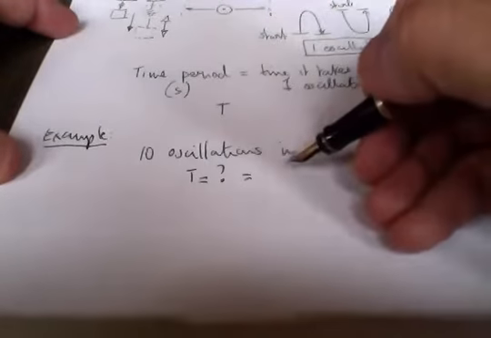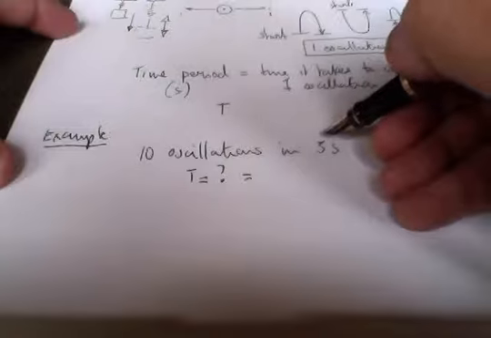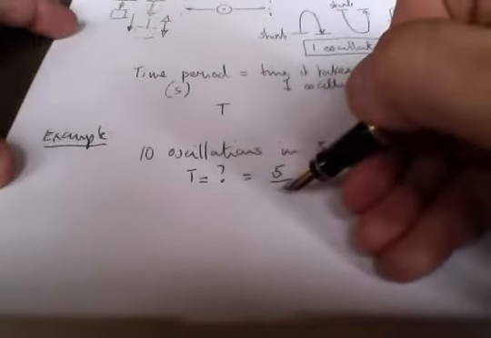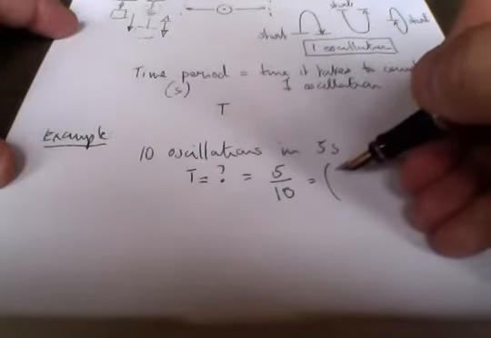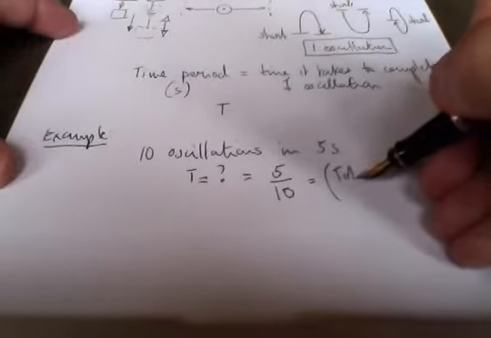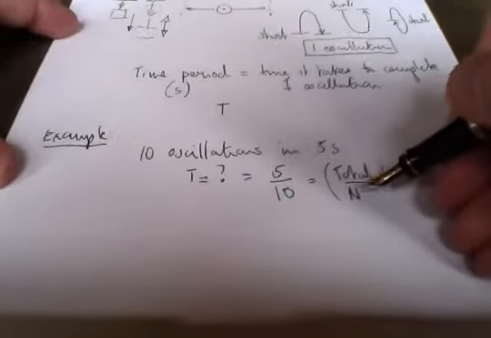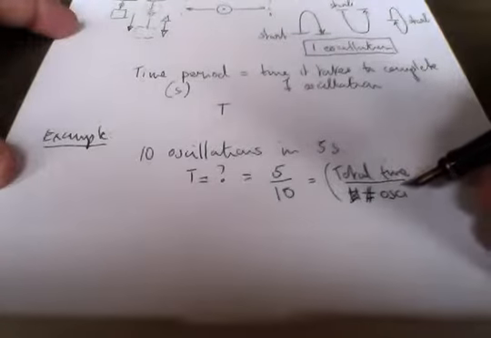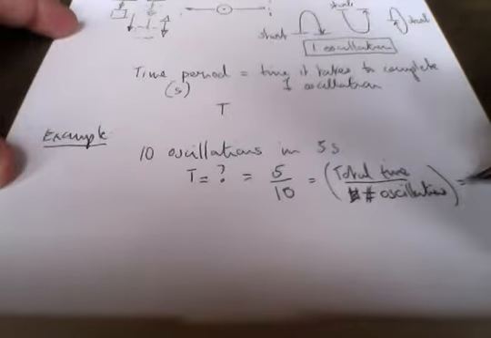So essentially what we're saying is, if we've got 10 oscillations in 5 seconds, we're wanting to work out the number of oscillations in 1 second. So we take the total time and divide it by the number of oscillations. So I'll just put that in brackets: the total time and divide it by the number, hashtag, oscillations. And in this case, that gives us 5 over 10, which gives us a half.